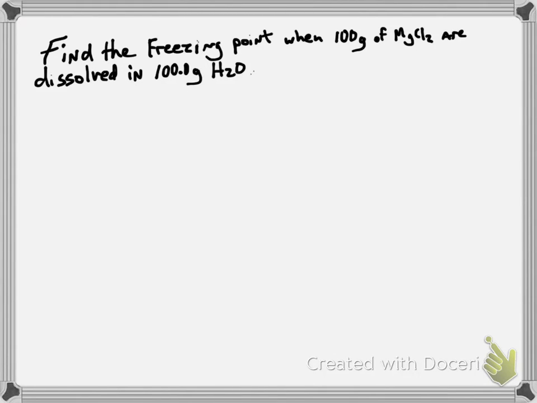Alright, in this problem we're going to solve for the freezing point if we dissolve 100 grams of magnesium chloride in 100 grams of water. So the first thing that we're going to need to do is know which equation we're going to use. We're going to use the change in the freezing temperature equation, which is delta T is equal to i times Kf times molality.